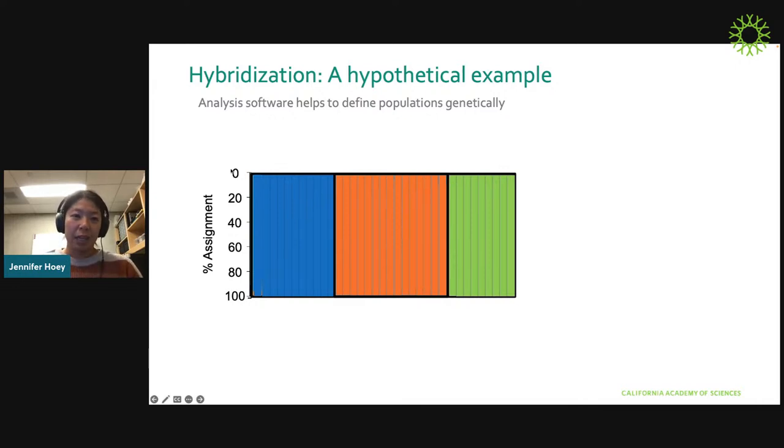And so if we do some sequencing and we run this analysis, which is often called a structure or an admixture analysis, if we get this kind of output, we know that there's no population structure and that there's no gene flow happening between either these species or these individuals sampled from two or three different groups or sites. But in reality, it's often much more complicated.